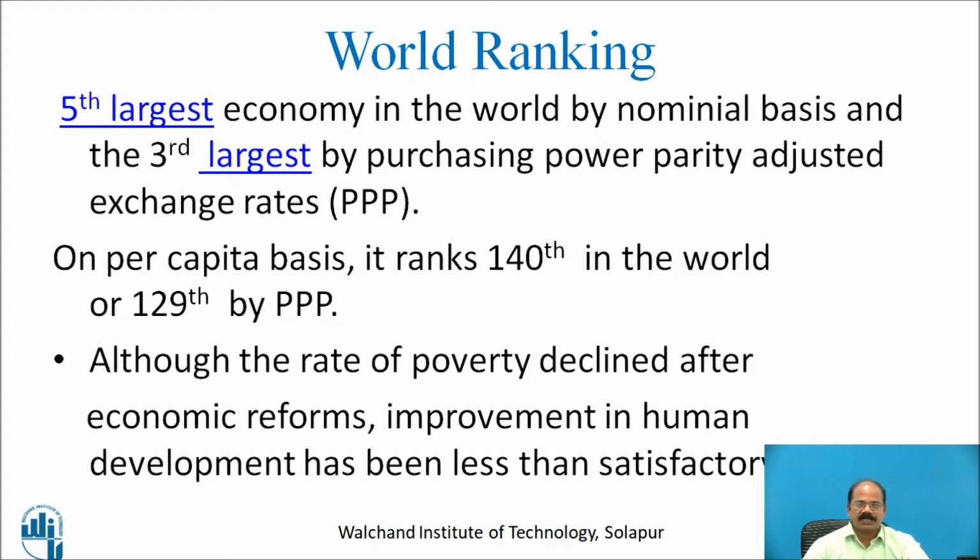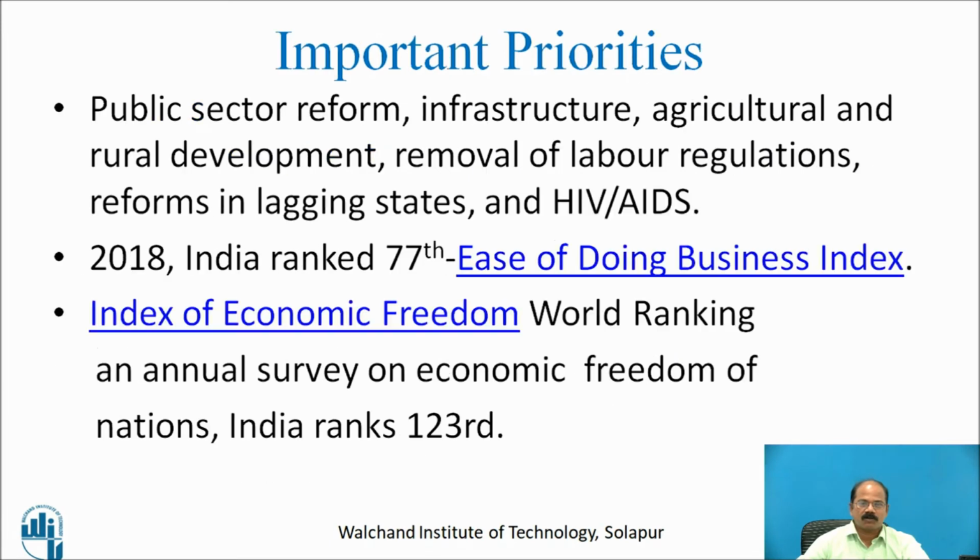Although the rate of poverty declined after economic reforms, India is still lagging in several important measures. Improvement in human development has been less than satisfactory as compared to what was thought about. What were the important priorities of the government in these initiatives? Public sector reforms, infrastructure, agricultural and rural development, removal of labor regulations, reforms in lagging states, and very importantly, pandemics like HIV and AIDS.